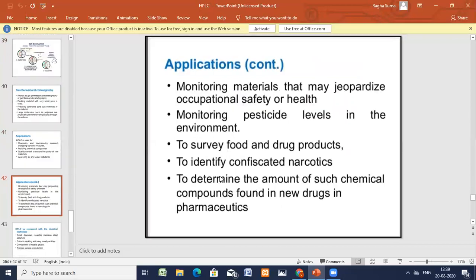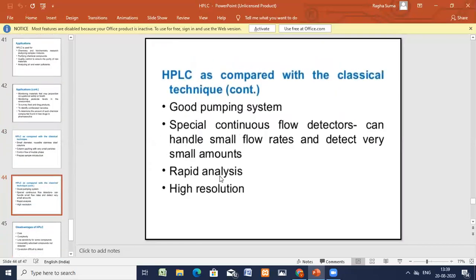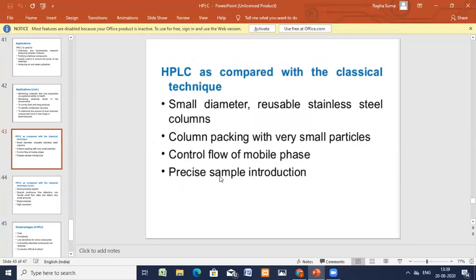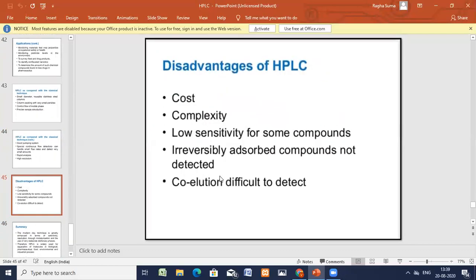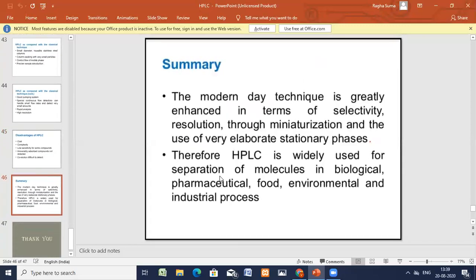Later on, applications are explained and how it is better than the classical technique is also explained. Advantages and disadvantages of HPLC are given.